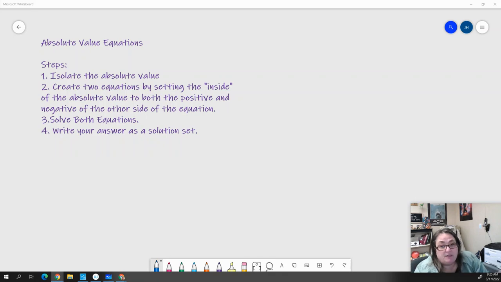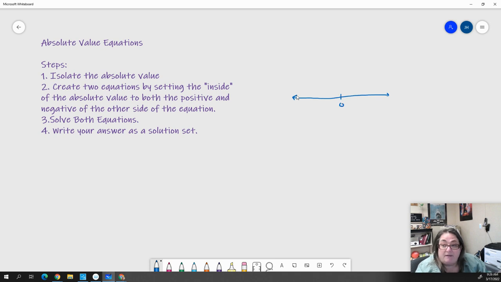So in this video, we are talking about absolute value equations. And to save a little time, I posted already the steps for solving absolute values. But I think it would really help to actually know what an absolute value is. Technically, an absolute value is just a distance from zero on a number line.